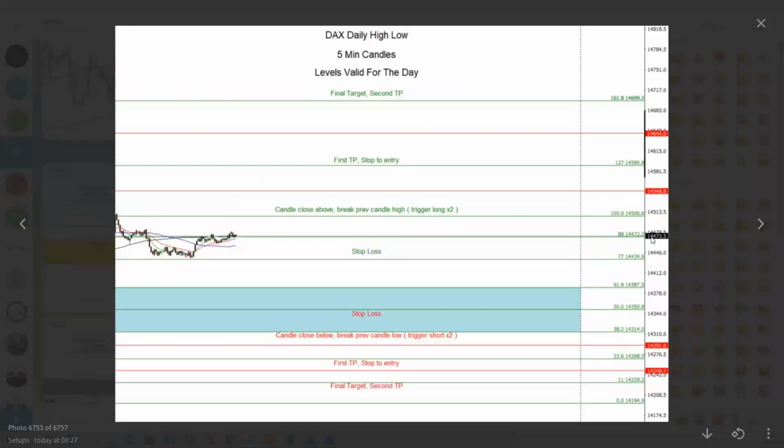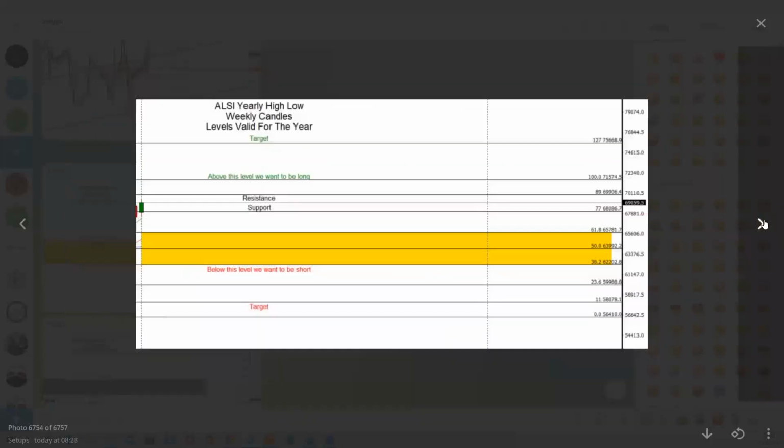On the DAX daily high-low, currently between levels of 89 and 100. Look at the moving averages, 8 is above 21, above 50. That's indicating trend is up. So with that, we want a candle close above the 100 level, break previous candle high to aim for the 127 first TP, 161.8 second TP, and stop loss being at the 77. Remember, guys, same rules apply with the red lines.